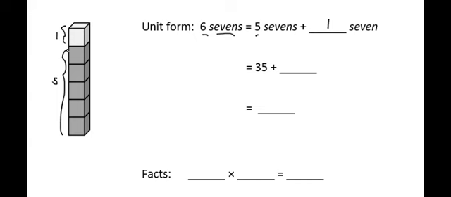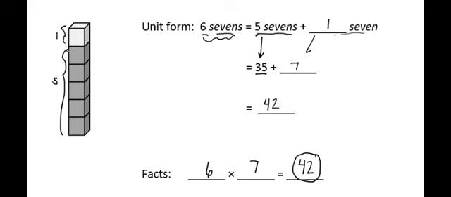To find the answer to this, I take my original answer, 35, which was 5 times 7, or 5 units of 7, and I add one more unit of 7, 35 plus 7, and that equals 42. That tells me that 6 sevens, or 6 times 7, equals 42. I can break the 6 sevens apart into the 2 portions, 5 sevens and 1 seven, to come up with that final answer.